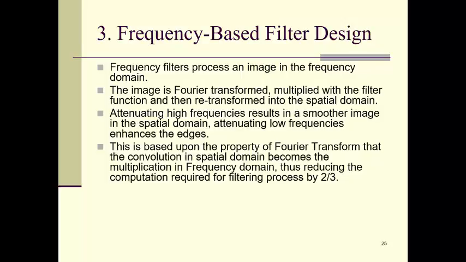So you say that this is based upon the product of Fourier transform, that the convolution in the spatial domain becomes multiplication in the frequency domain. So in this case, it will reduce the computation required for the filtering process by 2/3. How comes? How, if I make this in the frequency domain, will it reduce the filtering process by 2/3? Of course, here it didn't count the time needed to make the transform.